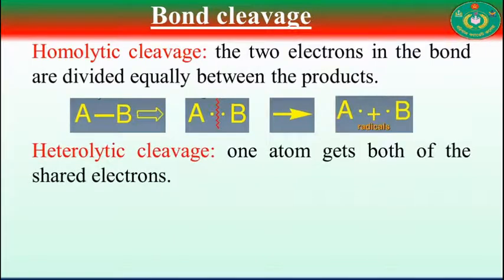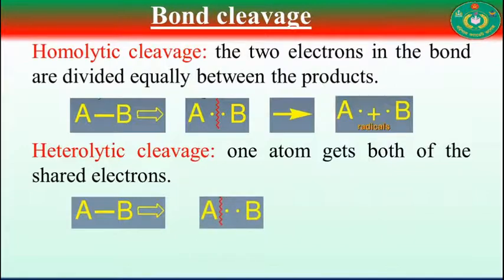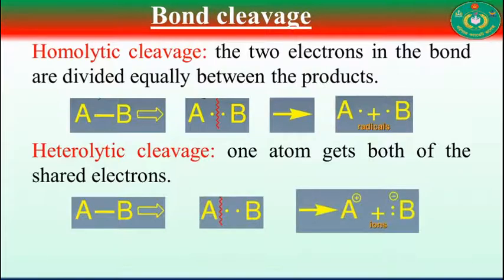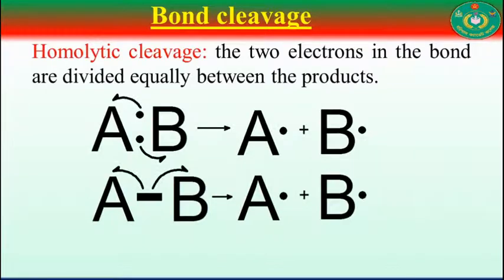In heterolytic cleavage, one atom gets both of the shared electrons. Consider the same molecule here. When heterolytic cleavage takes place, we get two ions, namely A cation and B anion. Here, one atom gets both of the shared electrons, which is the B atom. This is another expression of heterolytic cleavage.